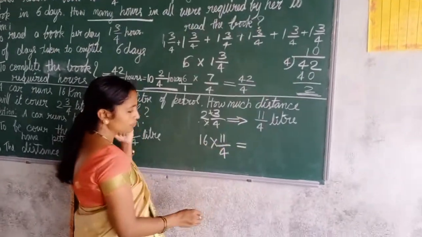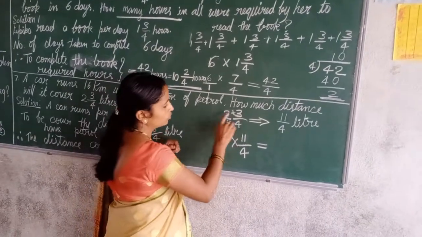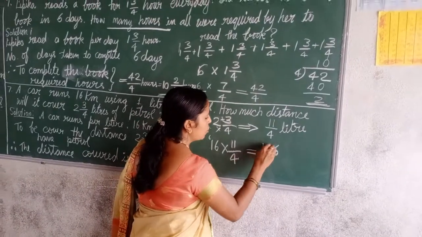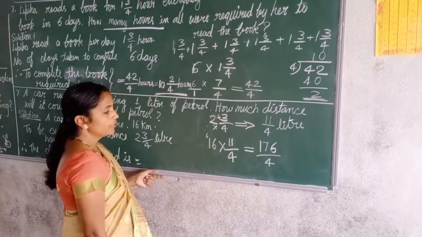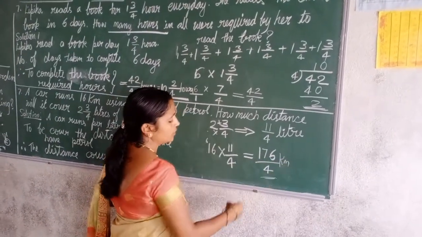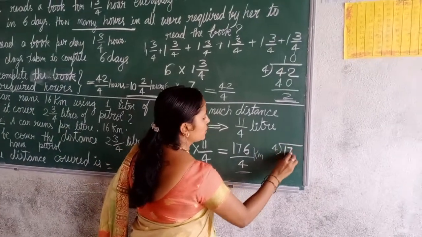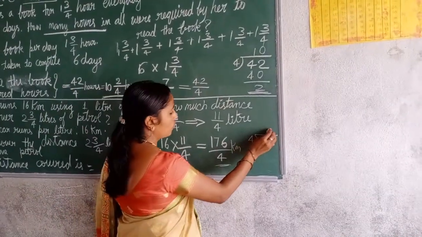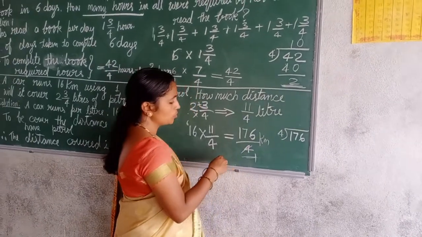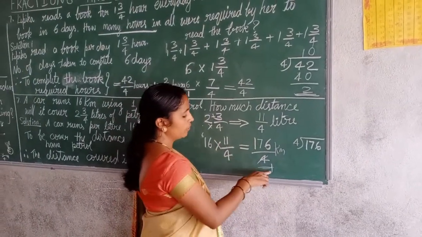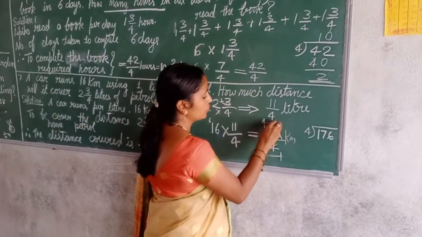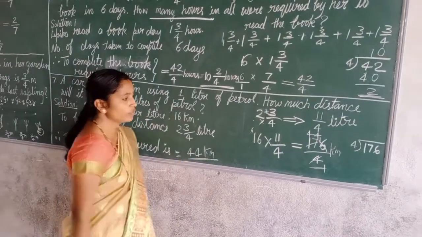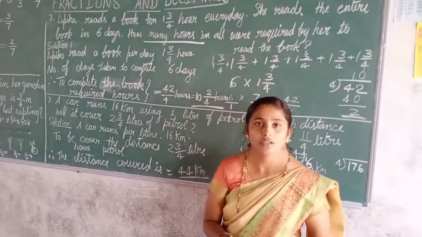So as I told you, we have to multiply. 11 sixes are 66. 6 is left out. 11 ones are 11, plus the 6 makes 176 upon 4 kilometer. But we cannot write in this form. We can convert into a mixed fraction, or if possible, simplify it. 4 fours are 16, 1 is left out. So we are getting the answer 44 kilometer. It covers 44 kilometer. Hope you understood. Thank you, my dear students.